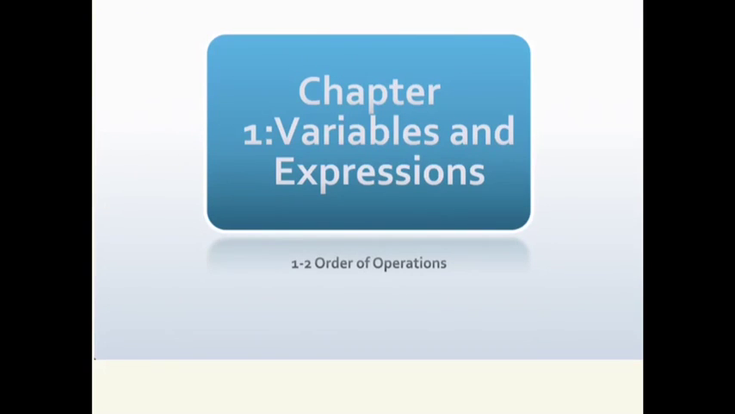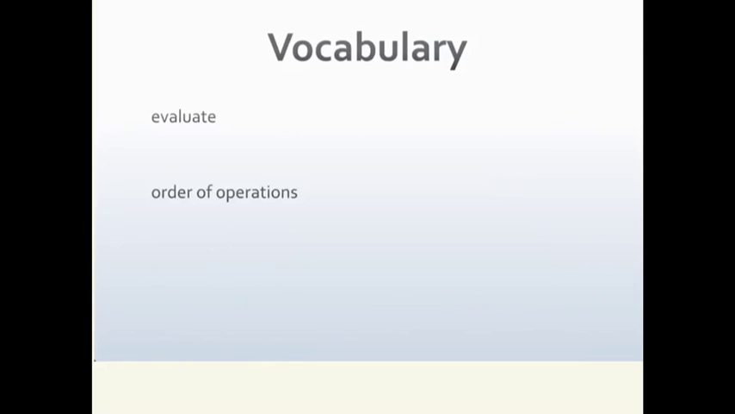Hey Algebra 1 students, today we're going to talk about Chapter 1, Variables and Expressions, and we're going to focus today on Section 1.2, Order of Operations. Today we only have two vocabulary words, to evaluate and order of operations, so you don't have to use a whole lot of space for your vocabulary. Let's take a look at each word.